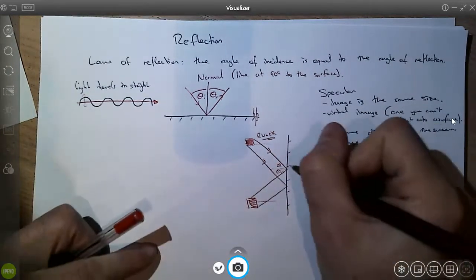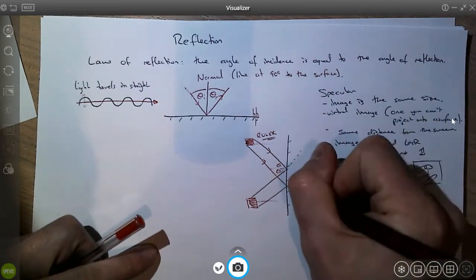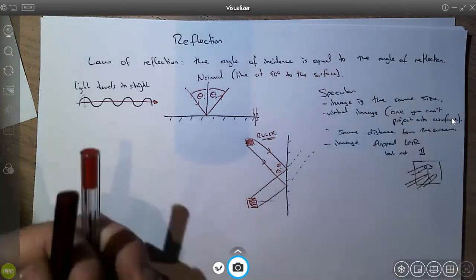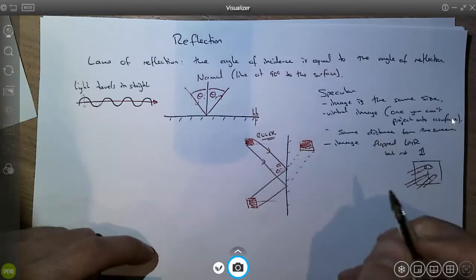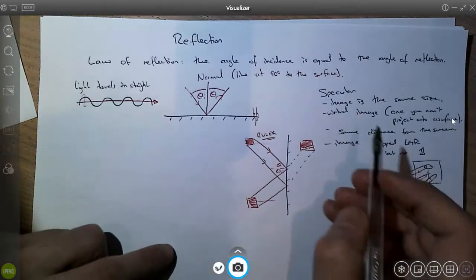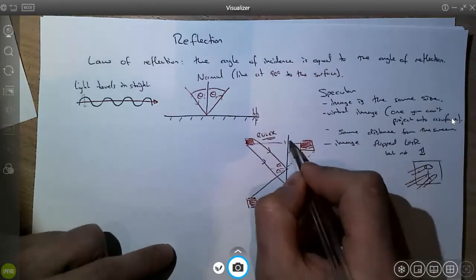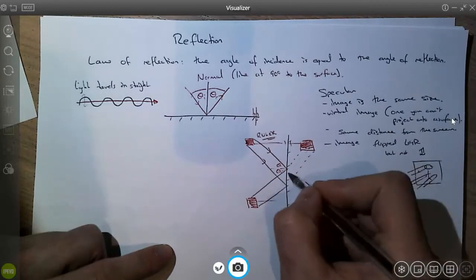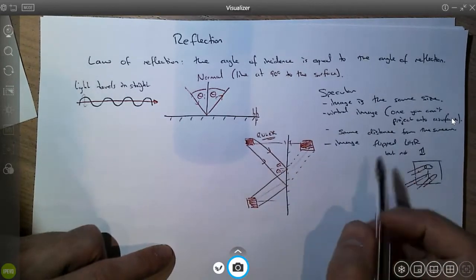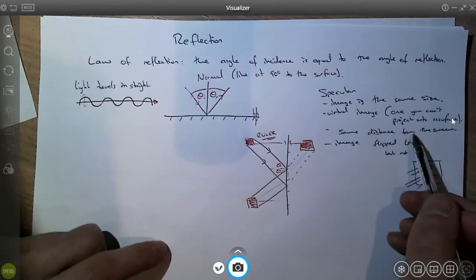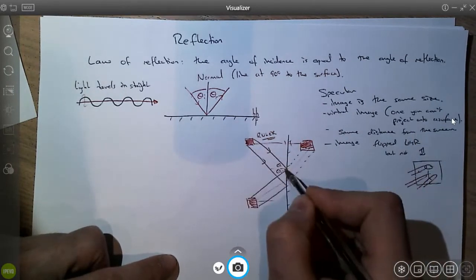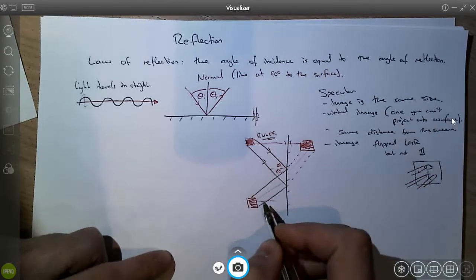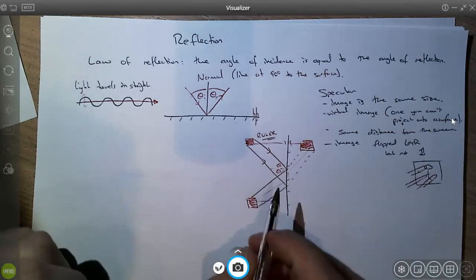Where does this image appear to come from? It appears that it's come from behind the mirror. It actually appears that it's come from up here. All right, and if I'd drawn this properly with a ruler, you'd see that this distance equals this distance, and obviously this distance equals this distance, hence it's the same size, same distance from the screen. And you can see that something on the left-hand side now appears on the other side, relative to somebody looking.